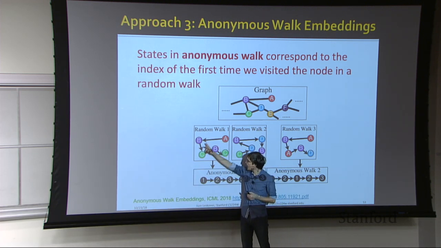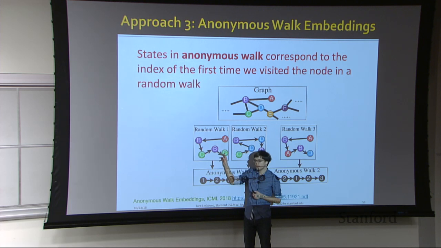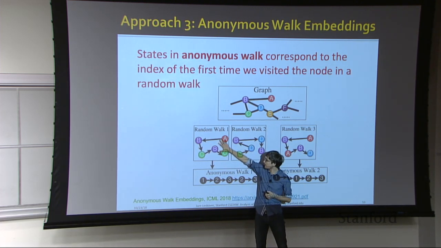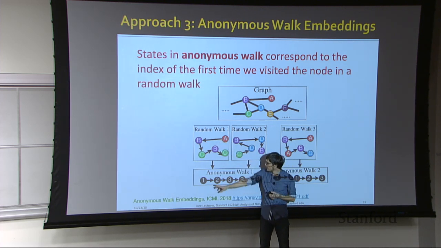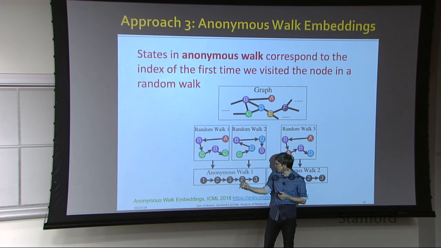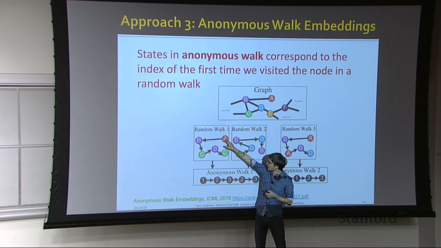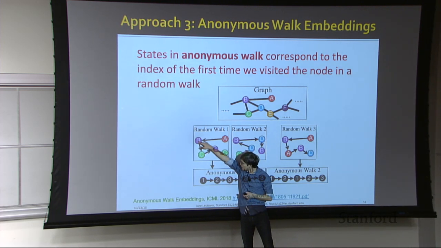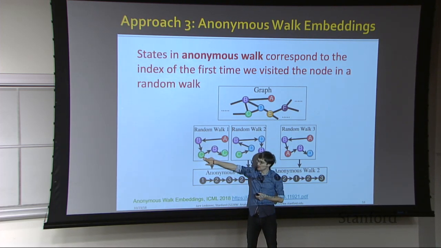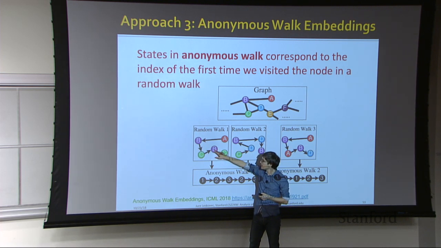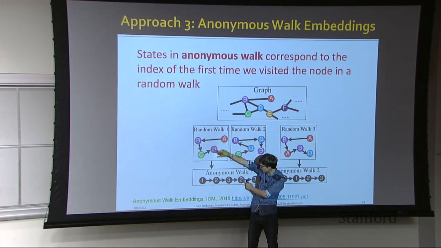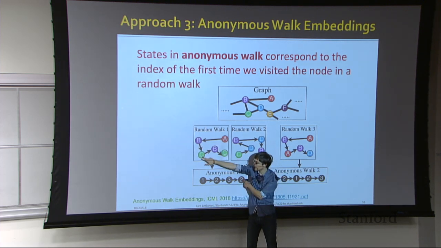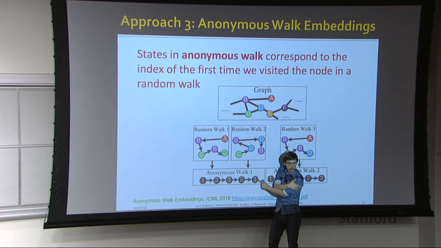Imagine the walk goes from A to B to C to B back to C. Then the anonymous walk for this random walk would be represented as 1, 2, 3, 2, 3. The reason is that node A is visited at position 1. Node B is visited at position 2. Node C is visited at position 3. So now I'm going to node B. Node B was visited at position 2, so I put a 2 here. I go to C. C was already visited. It was visited first at position 3, so I put a 3 here.